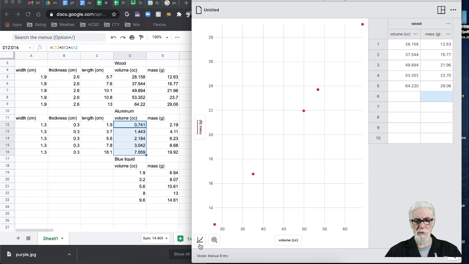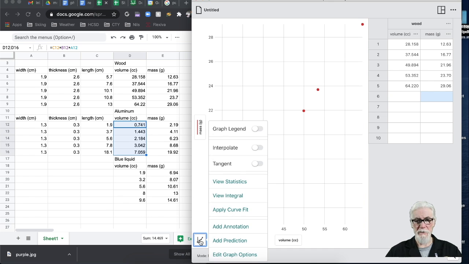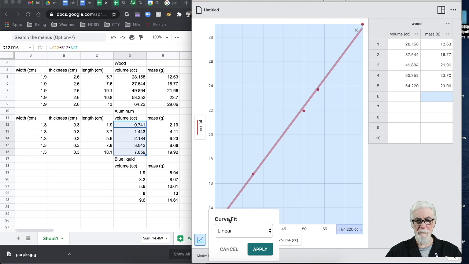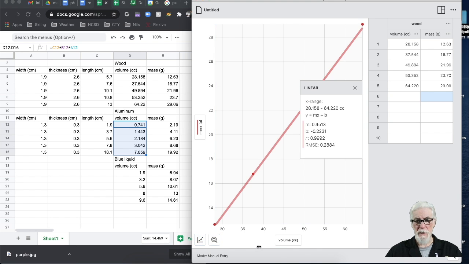Let's do regression analysis and just find out if we're right about that. I'll click Apply Curve Fit and then choose Linear. And sure enough, our R value is very high, 0.9992, which indicates that the relationship between the mass and the volume of these wooden blocks appears to be linear. Let's do the same thing for aluminum.